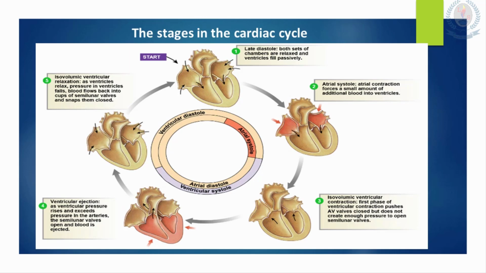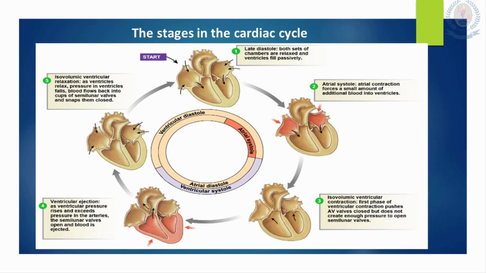Actually the cardiac cycle consists of two phases. What are they? Diastolic phase and systolic phase. So in the diastolic phase, what happens? The heart ventricles are relaxed and the heart fills with blood. And in the systolic phase, what happens? The ventricles contract and pump blood out of the heart to the arteries.